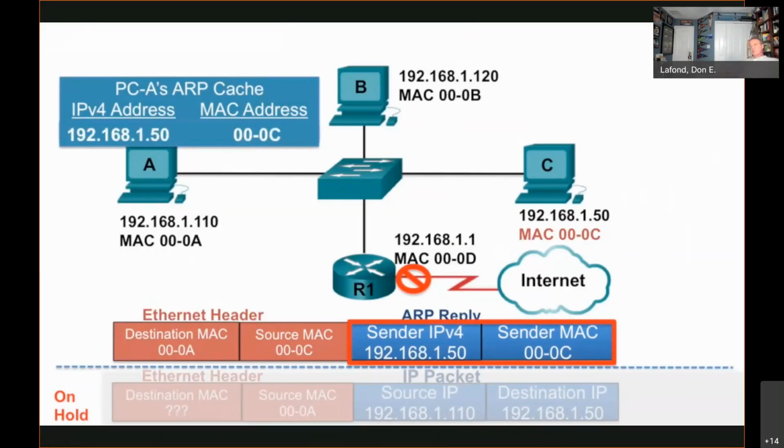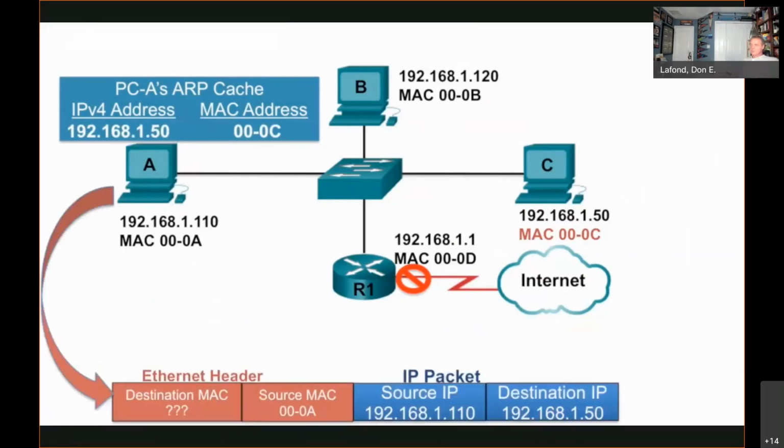PCA can now take the original packet destined for PCC off hold, and has the information it needs to send that packet to PCC. So it takes the MAC address from the ARP cache and adds that to the Ethernet header as the destination MAC address. PCA can now forward this packet in the proper Ethernet frame onto PCC.